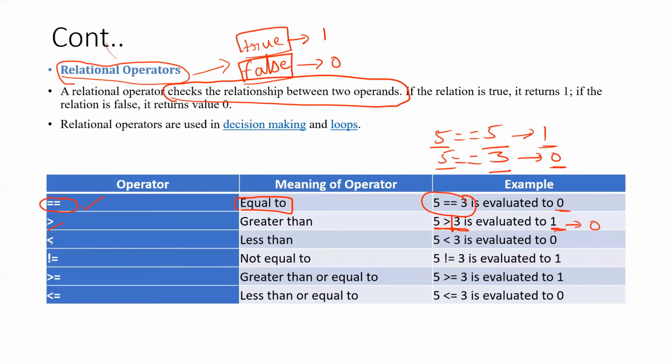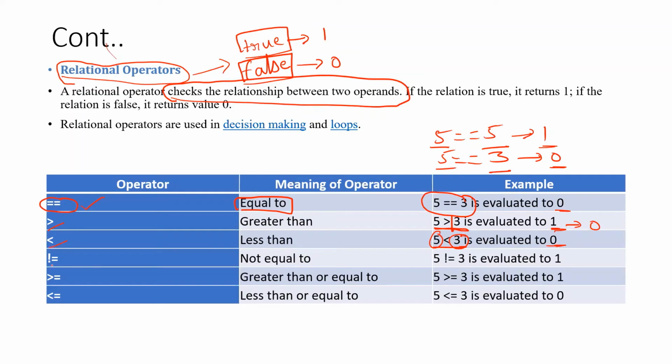Similarly, we are having another operator called less than. The less than operator is used to check smaller things. Which is smaller? For example, I said 5 less than 3. Is 5 less than 3? No. Why? Because 5 is bigger than 3. But I am saying, is 5 less than 3? Is 5 smaller than 3? No. Then it returns 0.